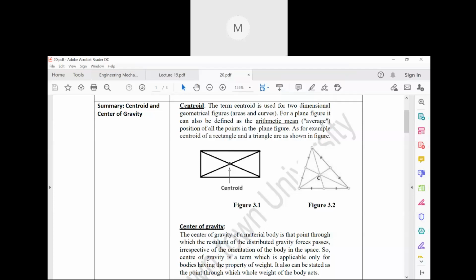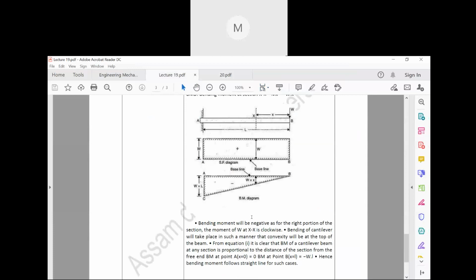So look at this. Now the bending moment will be negative. Why is it negative? Because of the right portion of the beam section. For finding the bending moment, remember one thing: we are considering one section XX here. Okay, so if you are considering one section XX here, then what happens?